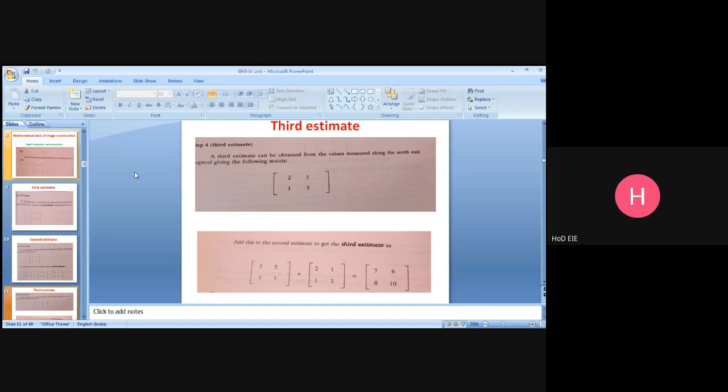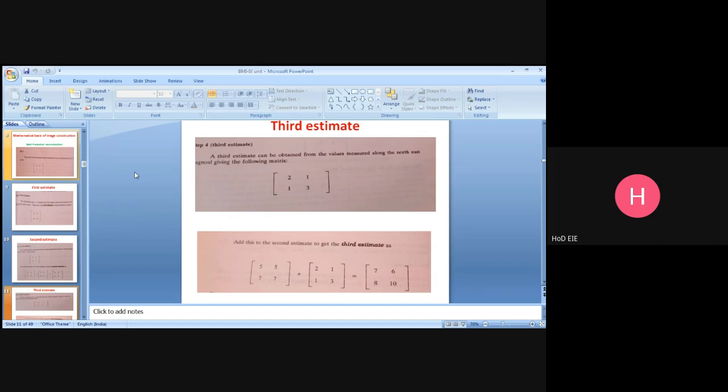Now what you are doing is, you have to add your second estimate with your third estimate. The second estimate you have already obtained is 5 comma 5, 7 comma 7. How did you get this? You add the 2 comma 2, 4 comma 4 matrix with the 3 comma 3, 3 comma 3 matrix, so you get 2 plus 3 is 5, and 4 plus 3 is 7. So this is 5 comma 5, 7 comma 7.